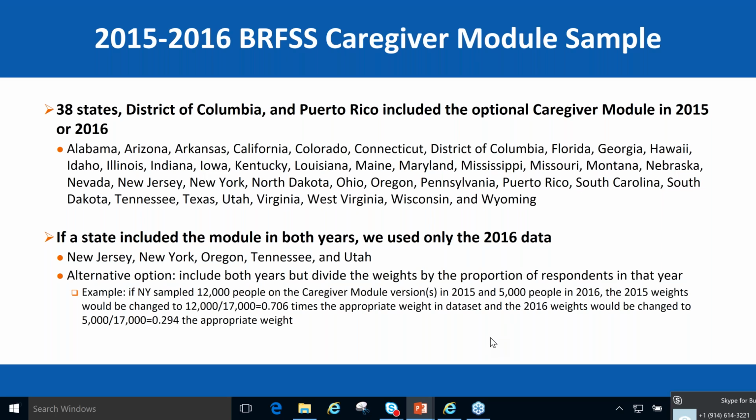There is another approach. If you wanted to include both years, you would just need to adjust the weights to represent the proportion of respondents in each year. I have a brief example of how you could do that on the slide here, but as Chris has said, you're welcome to contact us if you have questions, if you want to do that yourself. Next slide, please.